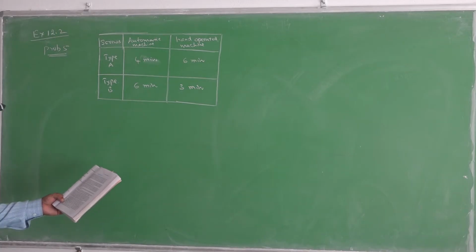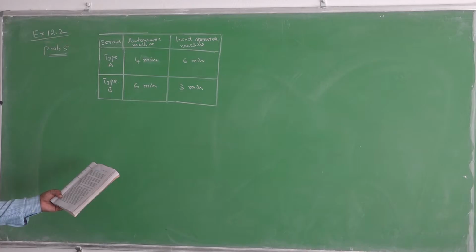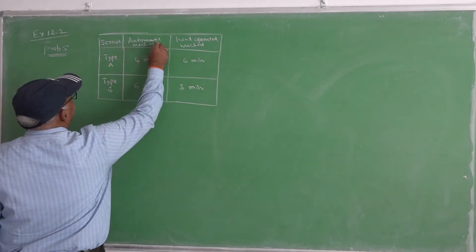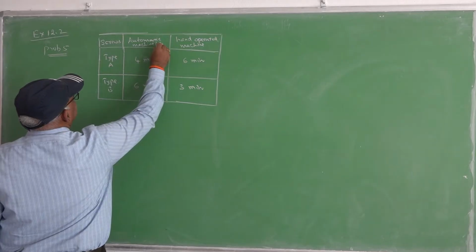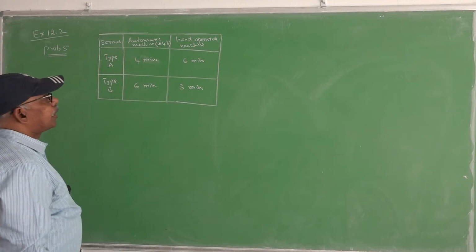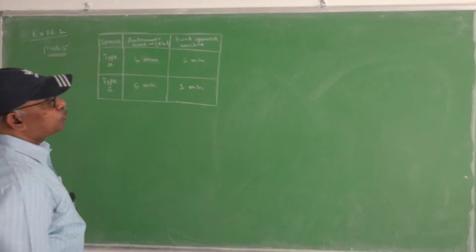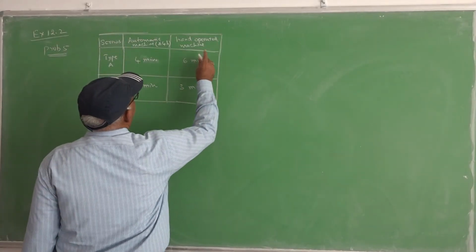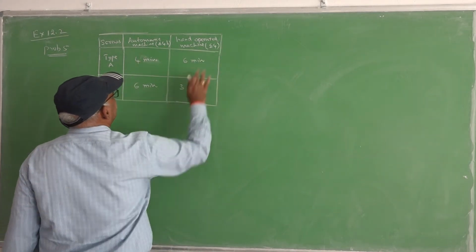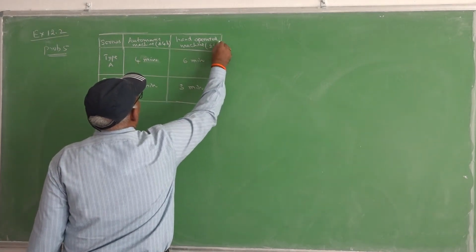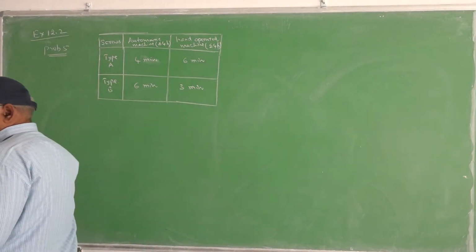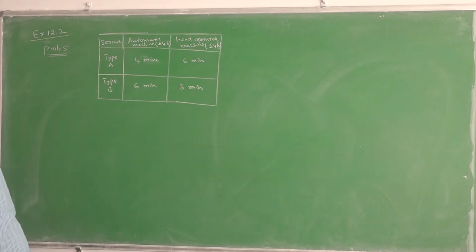Again, each machine is available for at most 4 hours. At most 4 hours means less than or equal to 4 hours. The automatic machine can be operated at most 4 hours. The hand operated machine can also be operated at most 4 hours, because each machine is available for at most 4 hours per day.